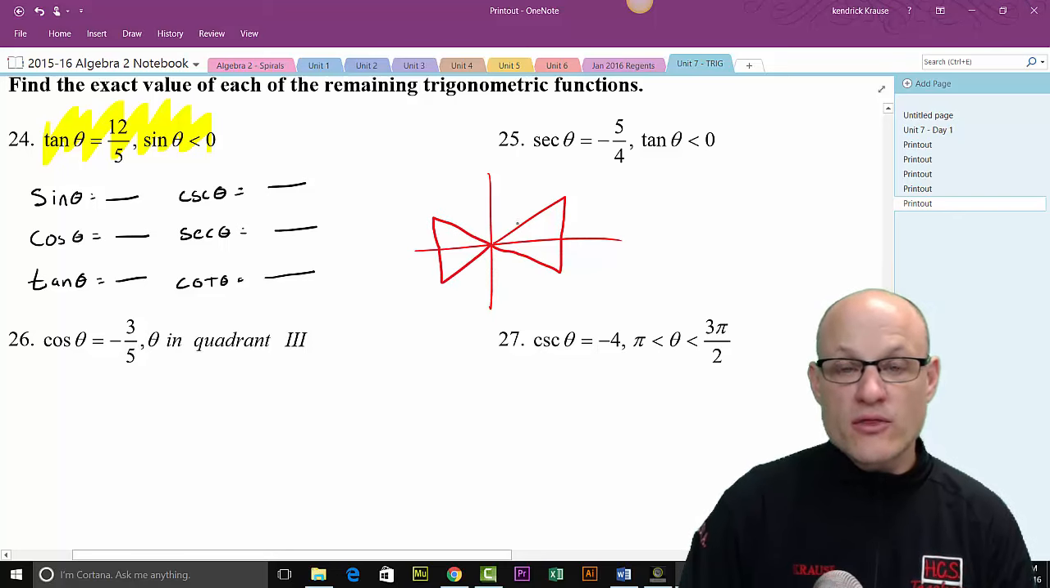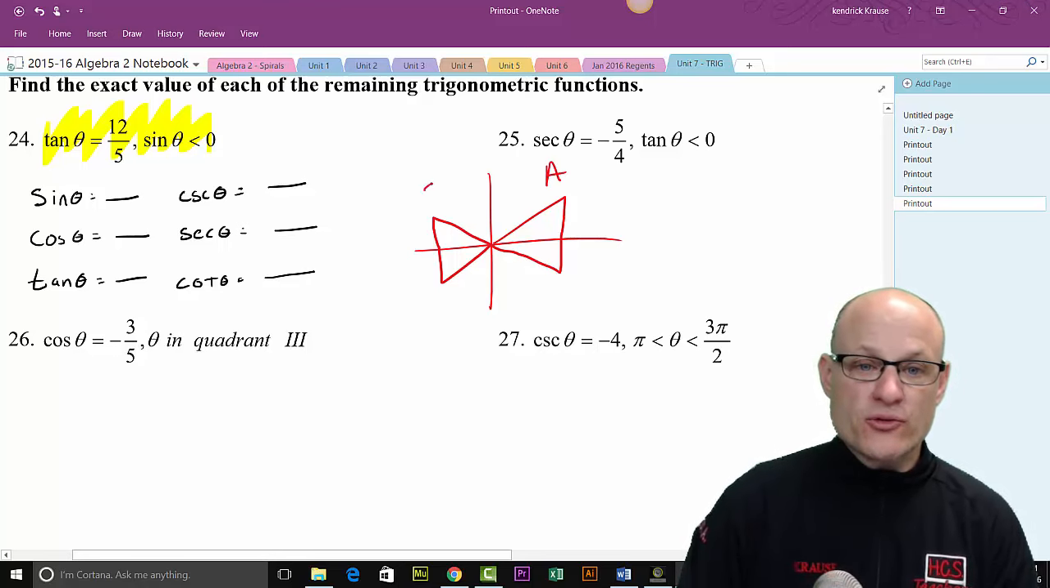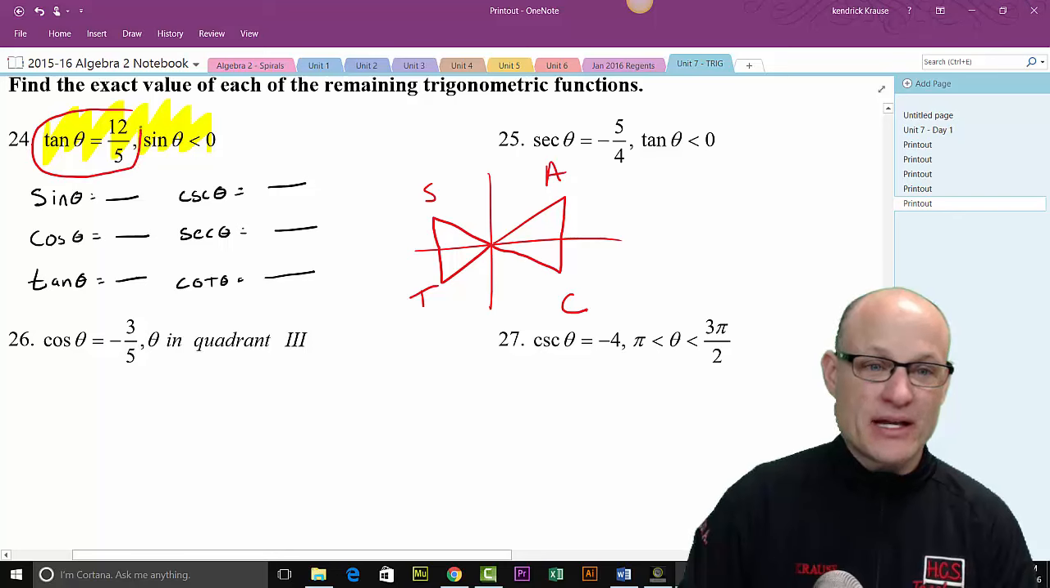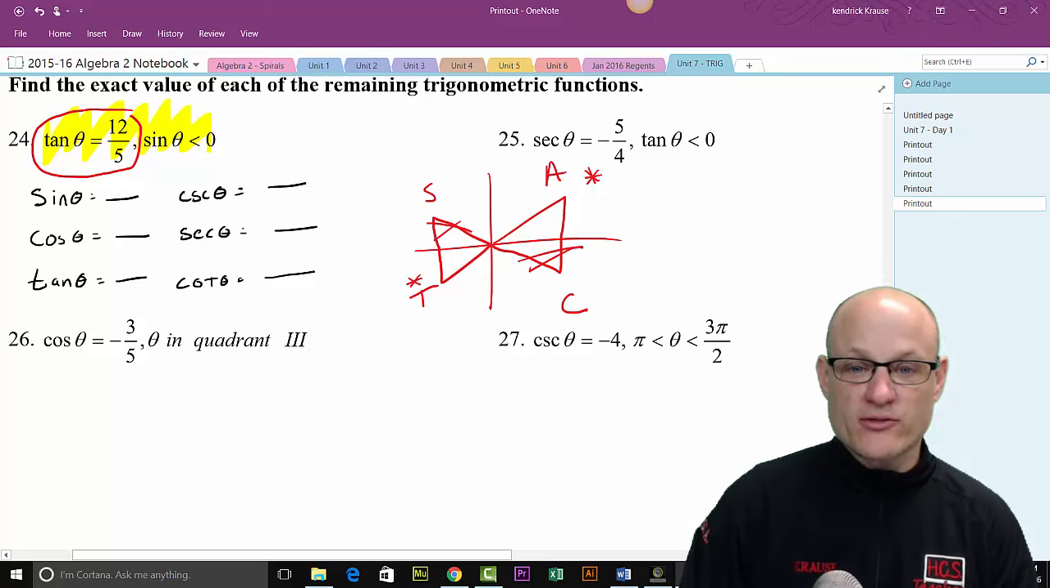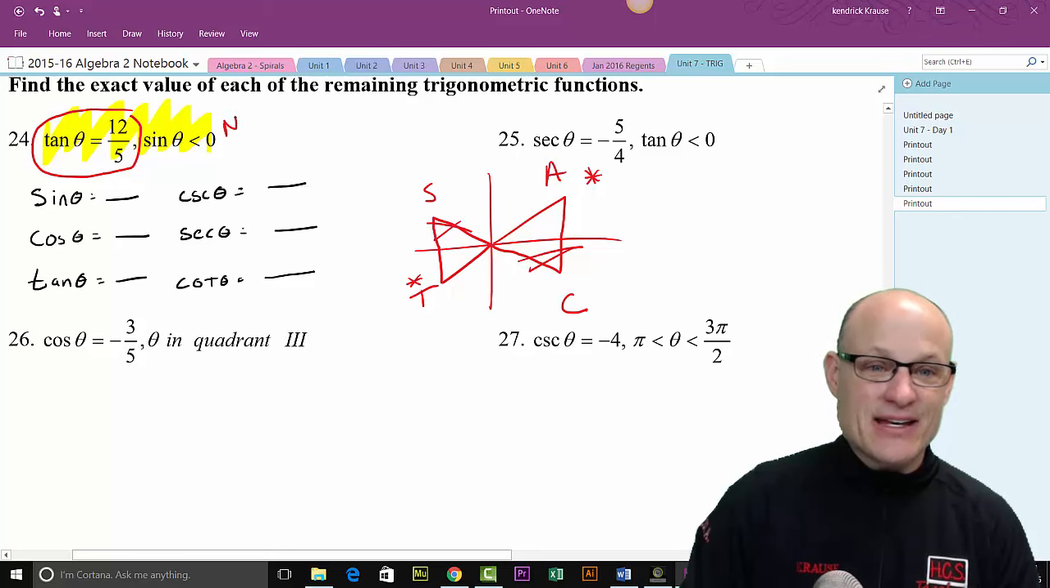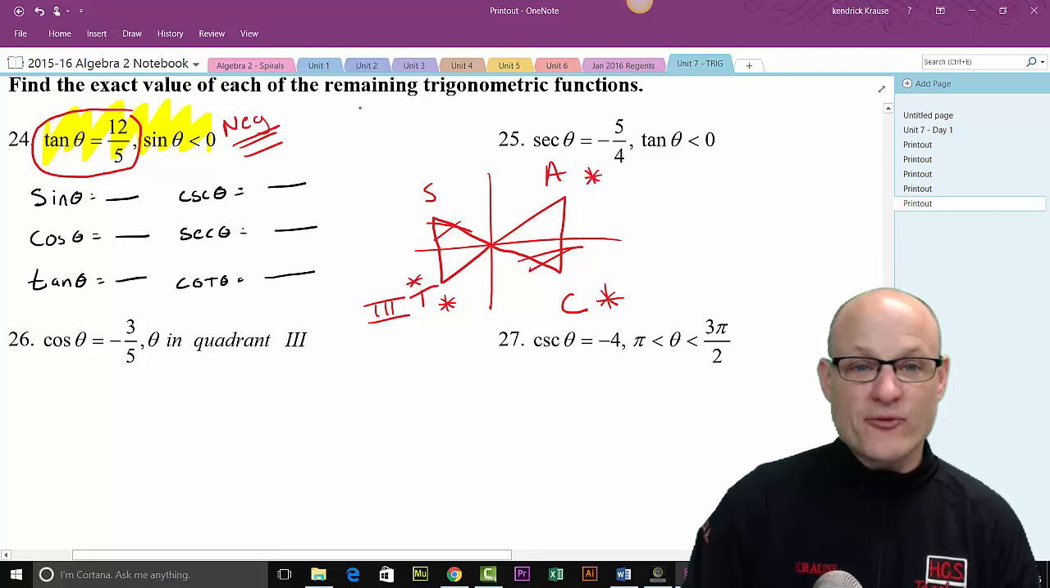So let's think. All students take calculus. Tangent is, now I don't care about 12/5. I care that it's positive. Tangent's positive here and here. So I know it's not this triangle, and I know it's not this triangle. Sine is negative. Well, sine is negative down here and down here. So it looks like quadrant 3 is the winner. So that information just told us that we're going to draw our triangle in the third quadrant.